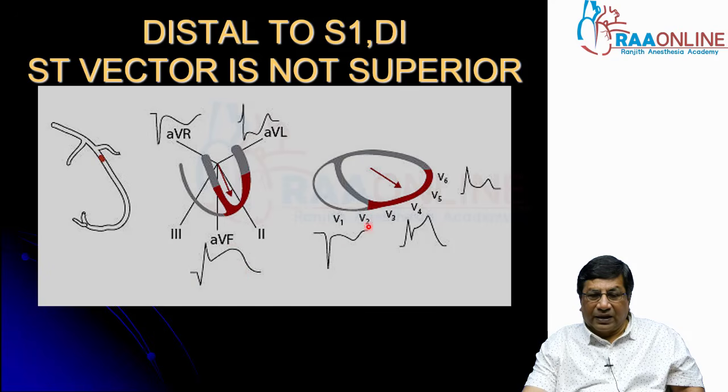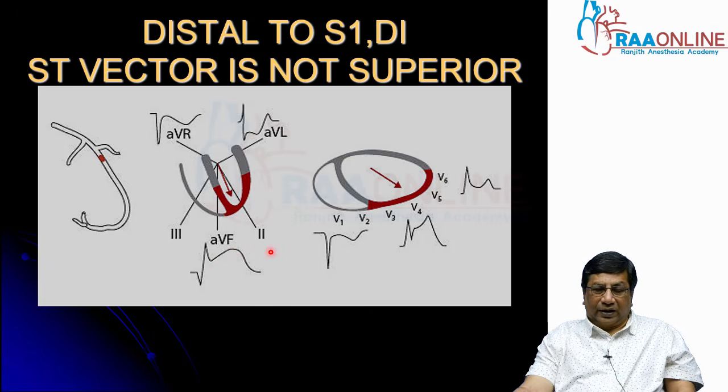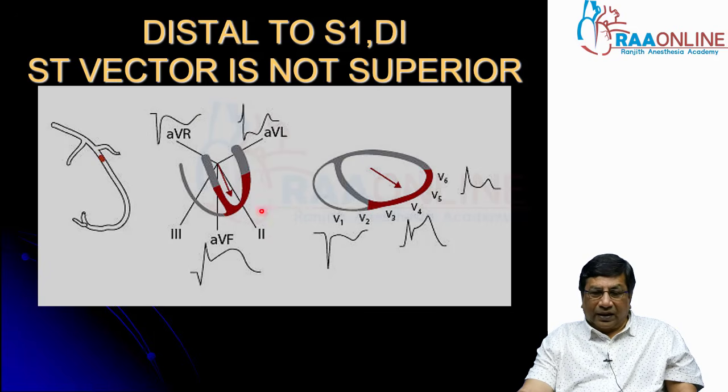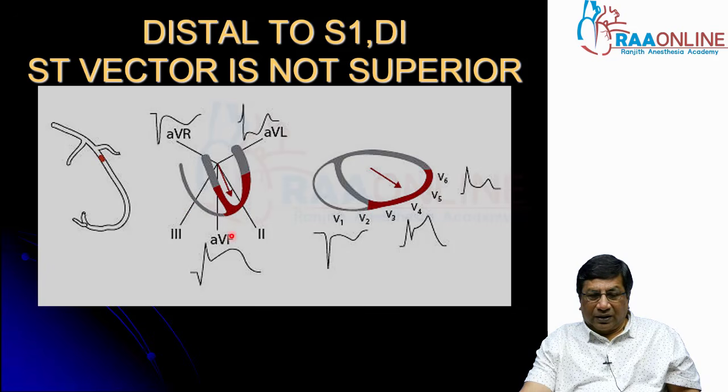Whereas I have changes in the anterior ST segment elevation, I will not have ST segment depression, especially in L2, L3, AVF. So the ST vector is not superior in a distal lesion. Then the behavior of the ST segment in inferior leads is going to be decided by whether your LAD is short or your LAD is long. So that's what is going to decide.